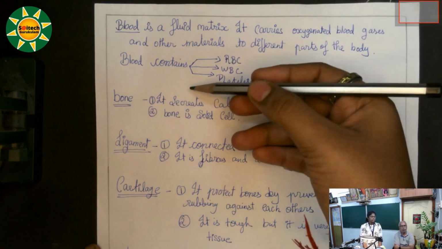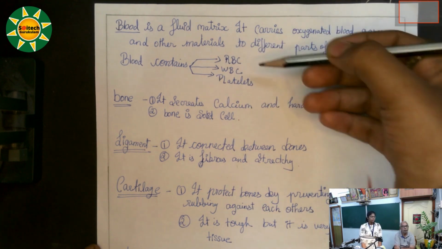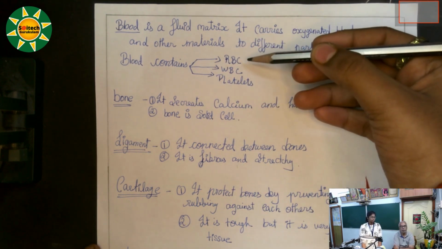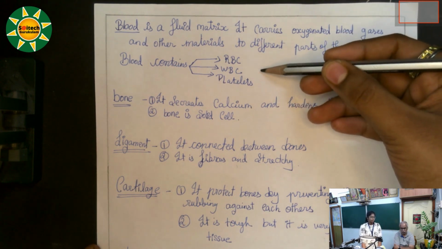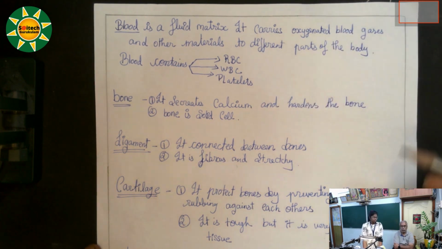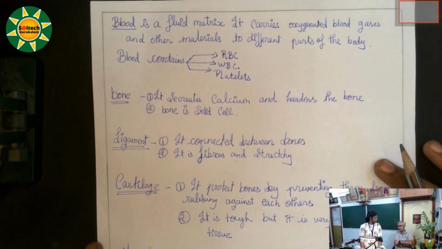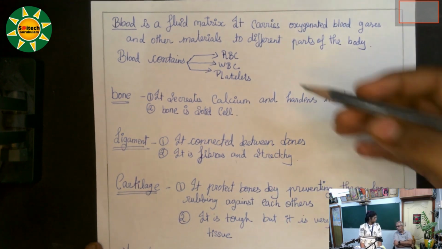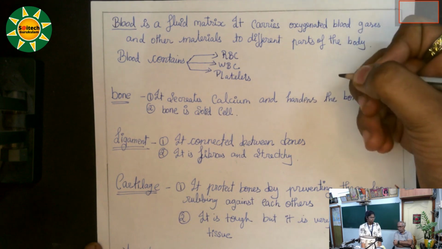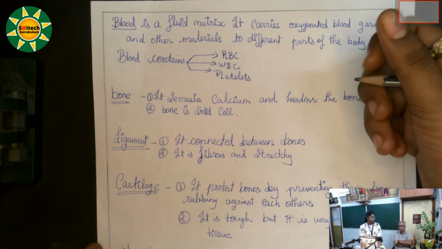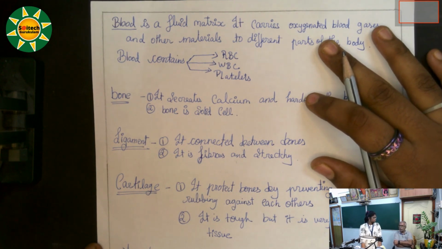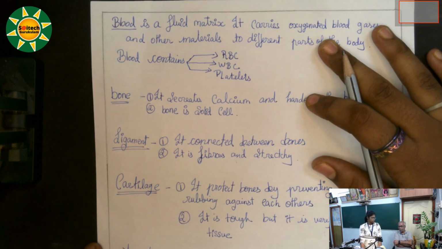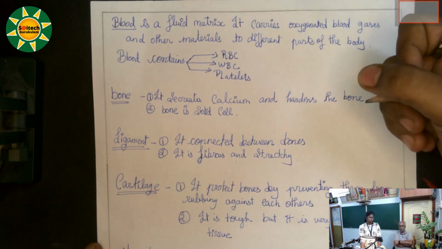Blood contains RBC, WBC and platelets. What do you mean by RBC? Red blood corpuscle, WBC is white blood corpuscle, and platelets. Red blood corpuscles can also be called erythrocytes. Erythro means red, cyte means cells. WBC, white blood corpuscle, can also be called leukocyte. Leuko means white, so white cells.